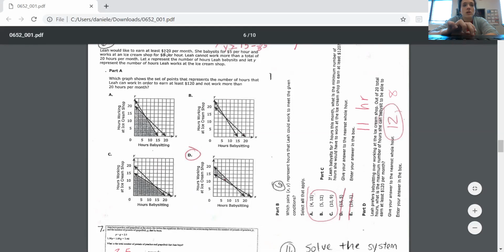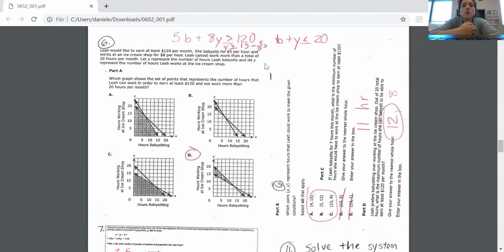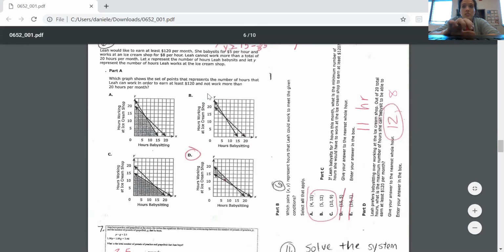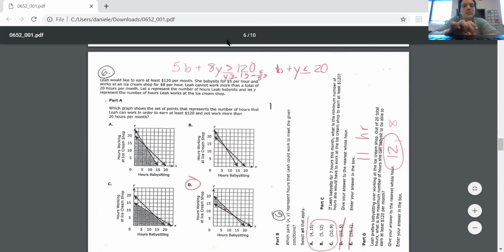So Leah's trying to earn $120 per month. She makes $5 at babysitting and $8 at the ice cream shop, and she can only work 20 hours. So you want to put all your money together in one equation. So $5 for babysitting, $8 an hour for ice creaming comes out to be $120, and at least means she really wants more than that.